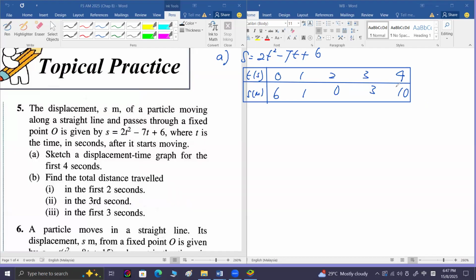Can you get another, George? Yes, okay. So what about the rest of you? Can you get this value? Okay, see how I sketch, George?